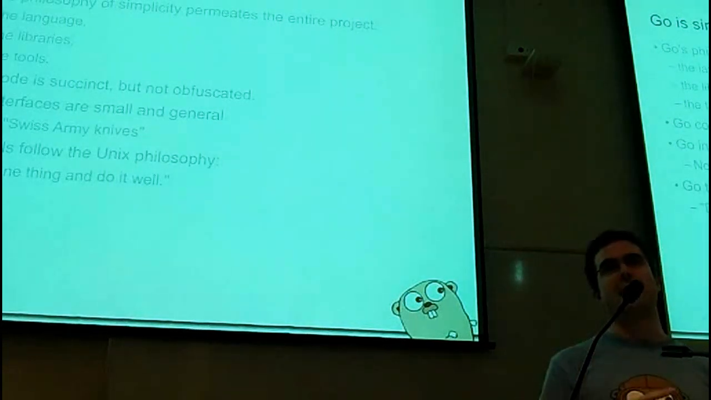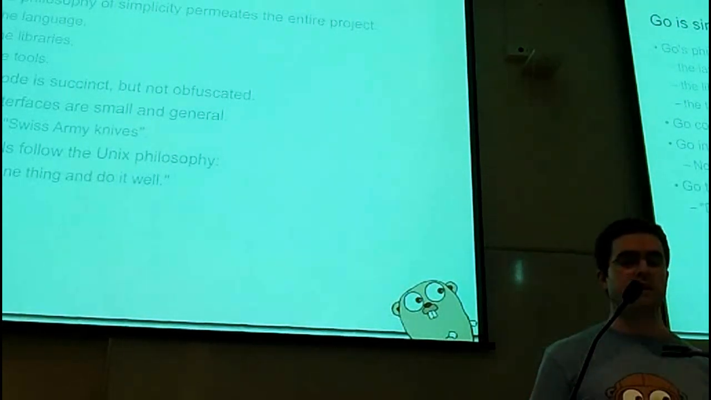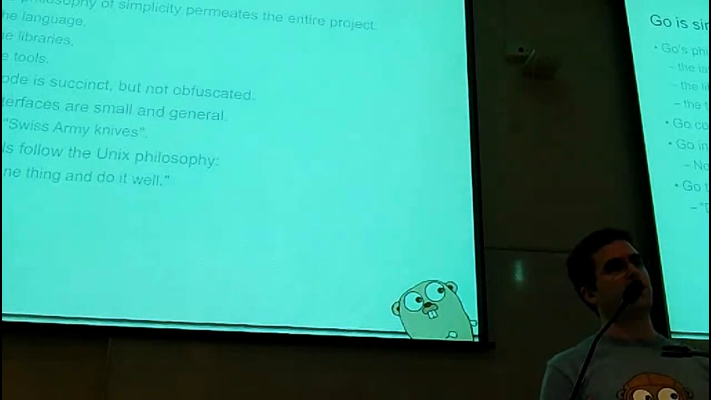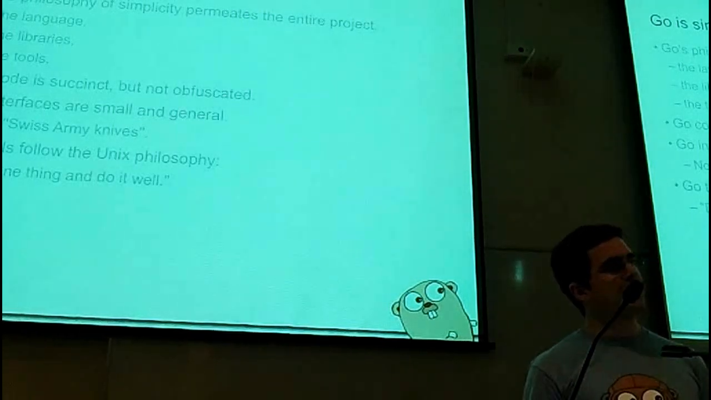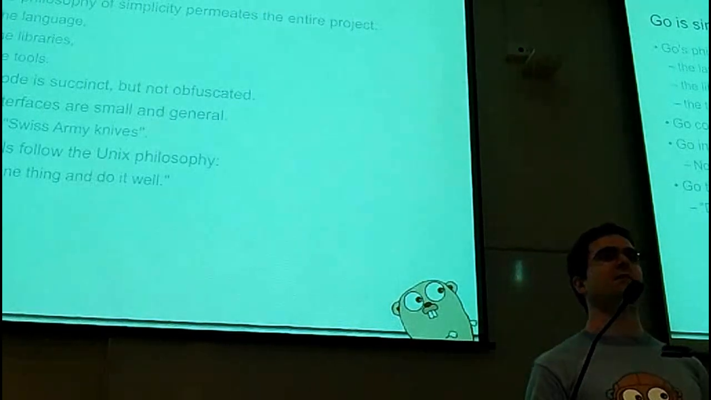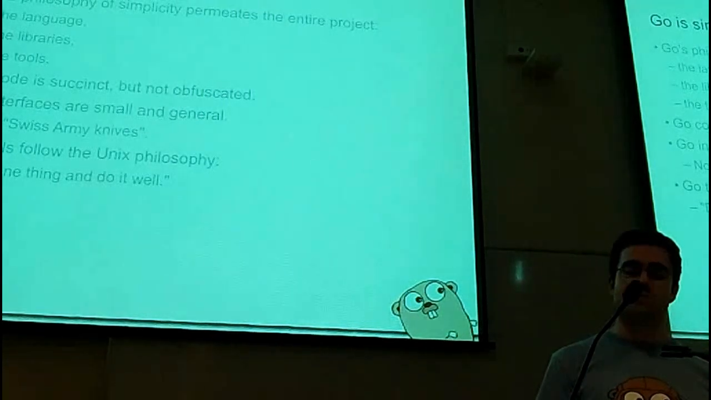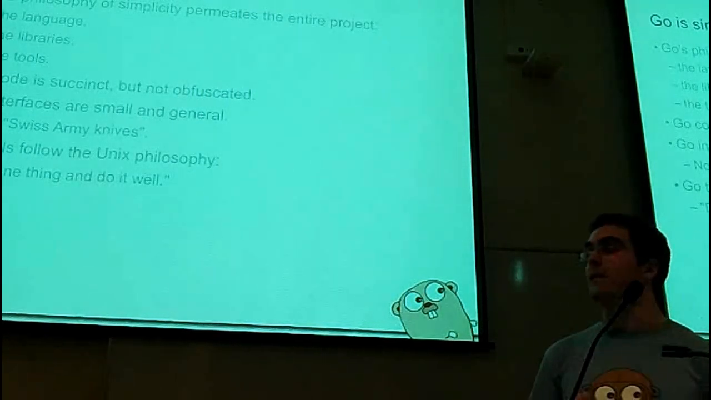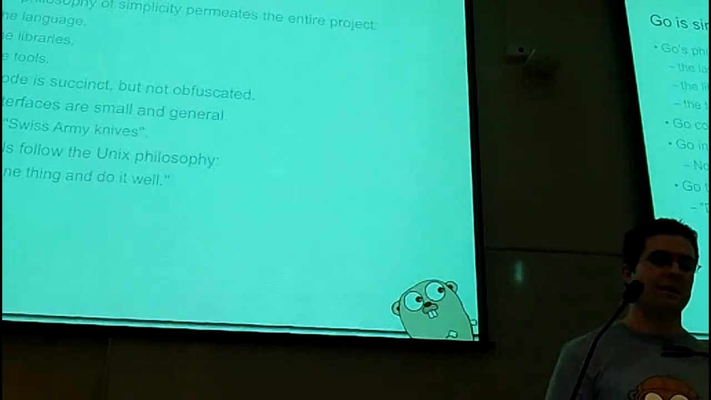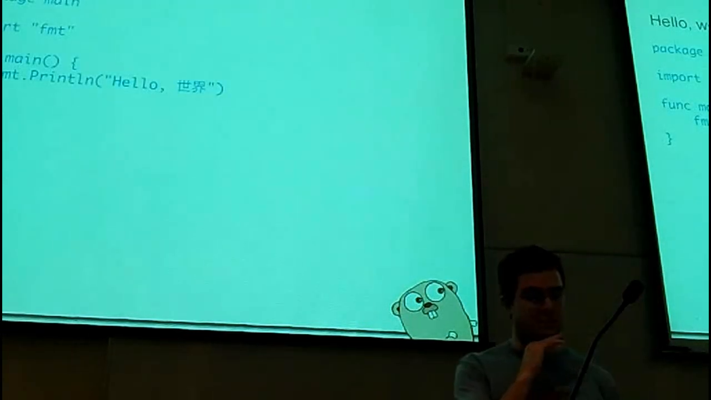And Go's APIs and interfaces tend to be small but general, not the kind of mega configurable APIs that are like Swiss Army knives that can do anything for you. And so it all follows the Unix philosophy that things should do one thing and that they should do that thing well. And I think we've done a pretty good job so far.